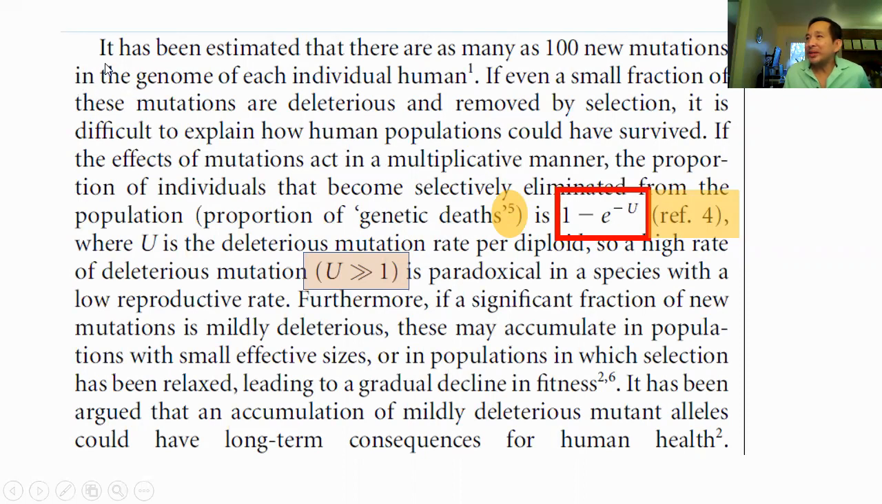Why don't I just read it? It has been estimated that there are as many as 100 new mutations in the genome of each individual human. If even a small fraction of these mutations are deleterious and removed by selection, it is difficult to explain how human populations could have survived. If the effects of mutations act in a multiplicative manner, the proportion of individuals that become selectively eliminated from the population, the proportion of genetic deaths, is 1 minus e to the minus u, and it gives a reference, where u is the deleterious mutation rate per diploid genome. So high a rate of deleterious mutations, u much greater than 1, is paradoxical in a species with low reproductive rate.